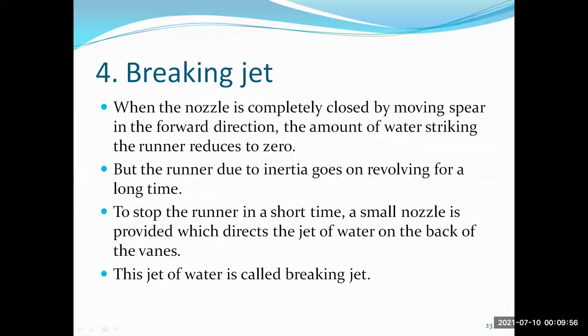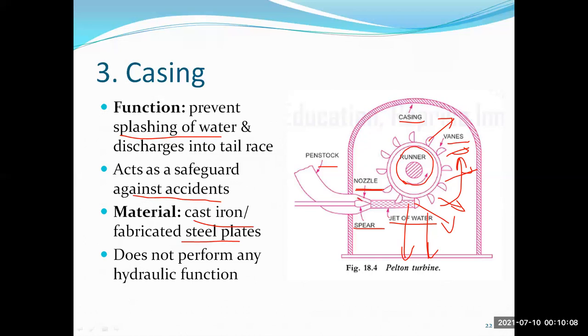The next component of the Pelton wheel is the braking jet. See what happens when you close the nozzle through the spear. For example, in this figure, assume you have closed this nozzle completely using the spear. Then obviously the entry of water will stop. Even though the water has stopped, the runner will still be rotating due to inertia. To stop the runner in less time, that is, to stop it fast, we are going to provide a braking jet nozzle.